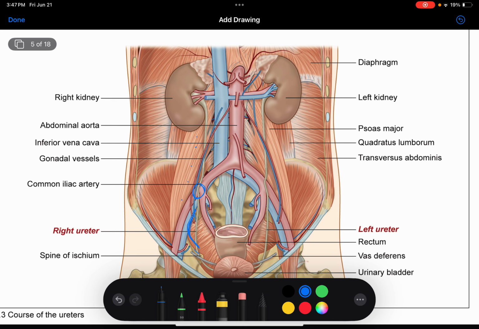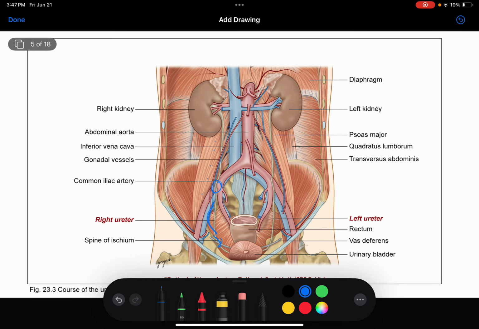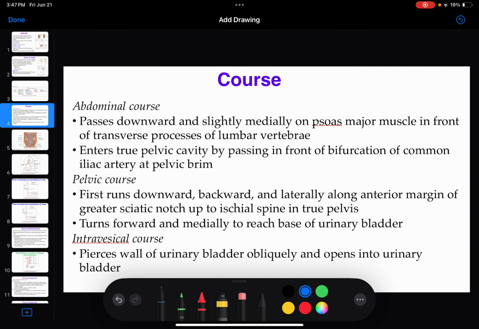Then it crosses the ischial spine and then it enters into the urinary bladder. So here it runs downwards and here it runs downwards and laterally while entering into the pelvis. So after entering the pelvis, it runs again medially to open into the bladder. So this is the course.